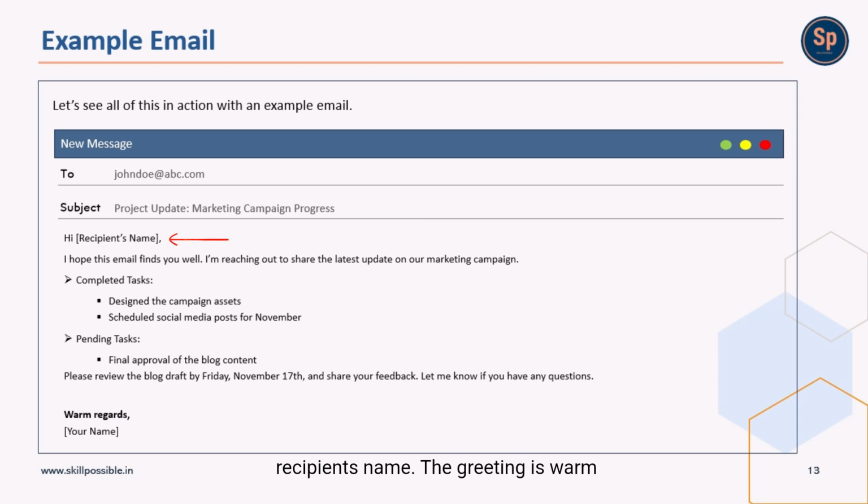Salutation: hi, recipient's name. The greeting is warm, yet appropriate. Since this appears to be a semi-formal or internal message, hi works perfectly here. Opening line: this polite opening sets a positive tone and clearly states the purpose of the email right at the beginning. Details section: the email is neatly divided into bullet points under 2 headings.